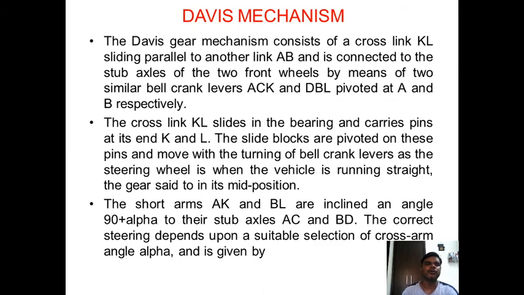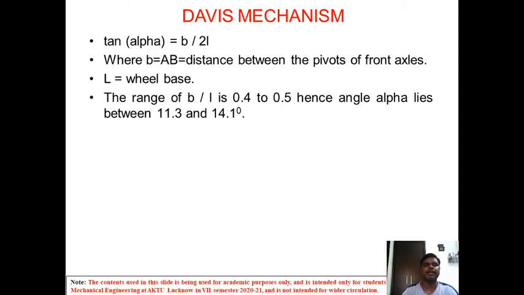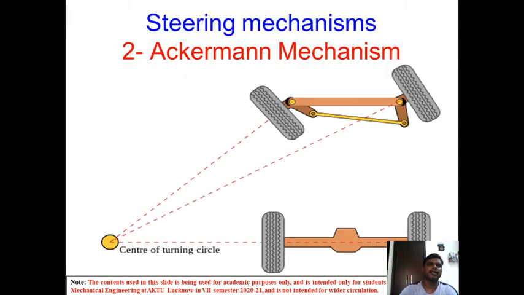Okay, so to summarize here, we have seen that the short arms AK and BL are inclined at an angle 90 plus alpha to their stub axles AC and BD. So the correct steering depends upon suitable selection of cross arm angle alpha, and that is being given by tan alpha equal to B divided by 2L, as I have told you, where B is the AB distance, and that is basically the distance between the pivots of the front axles. Okay, and L is the wheelbase. So the range of B by L is 0.4 to 0.5, and that's the reason why angle alpha lies between 11.3 and 14.1 degree. So this is for correct steering condition.